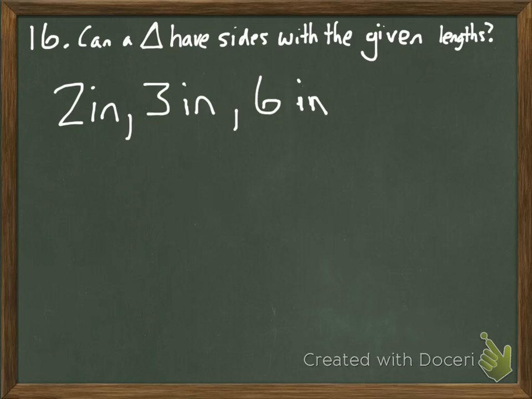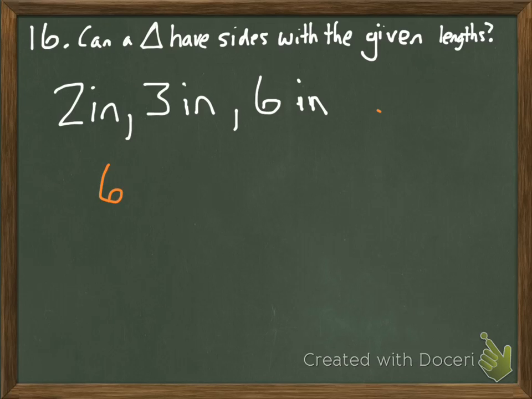Alright, for number 16, you're going to have to look back to the triangle inequality theorem, and that tells you that two sides that add up have to be greater than the third. Any combination of two sides have to be greater than the third. So we're going to add these up in different ways and see if we get any of them that are less than, because they have to be greater than. So if I get one that's less than, then we can't have a triangle with sides with these given lengths. So let's add them up.